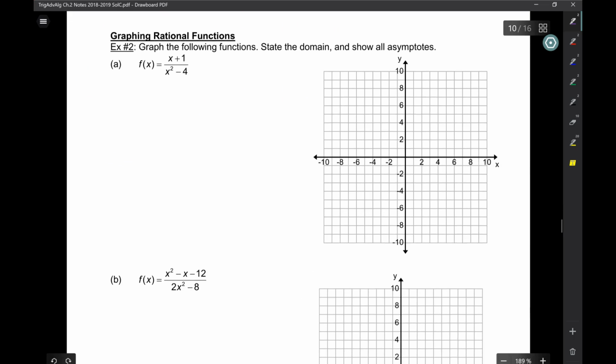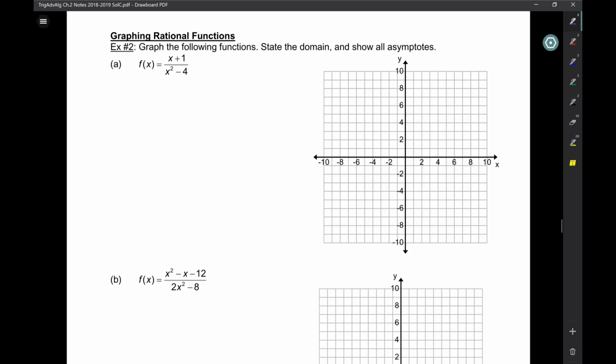Do you remember when to graph something like this, you had to reach for your calculator? No longer. Okay, so we're going to graph this. To do that, though, first we have to do domain, asymptotes, and then we're going to go a step further than that.